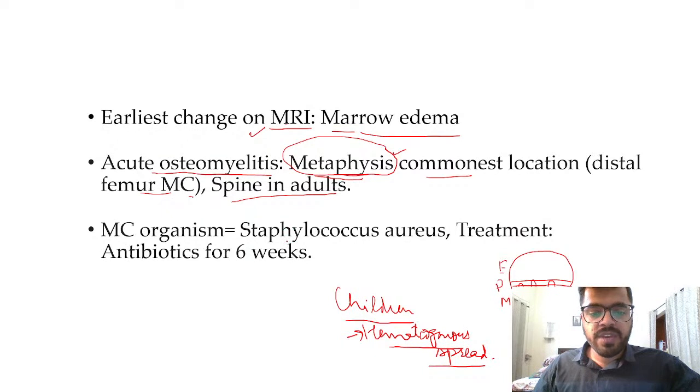Most common organism, as we already know, is Staphylococcus aureus. Treatment is antibiotics for 6 weeks, which includes 2 weeks intravenous and the remaining 4 weeks oral.